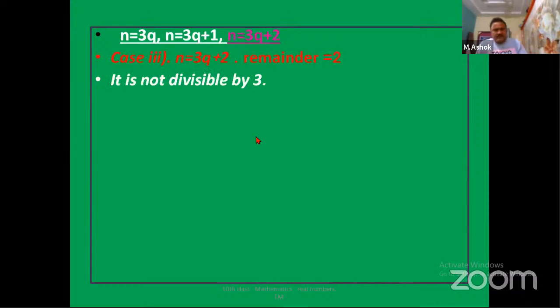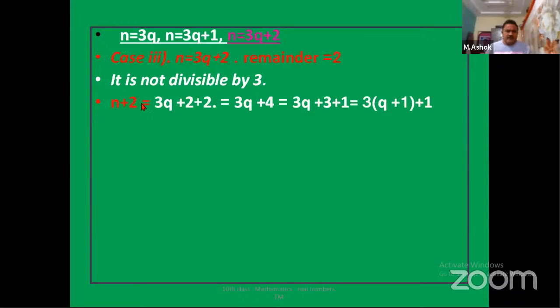Okay, are you getting it? Now, what is the second one? n plus 2. Find n plus 2 value. So here n value is 3q plus 2. Add 2 to this one. That becomes 3q plus 4. I am writing 4 as 3 plus 1 and take 3 common in these two. You will get 3 into q plus 1, plus 1. So we know very well the remainder is 1. So it is also not divisible by 3. n is not divisible by 3. n plus 2 is not divisible by 3.